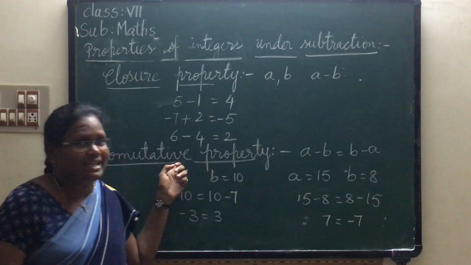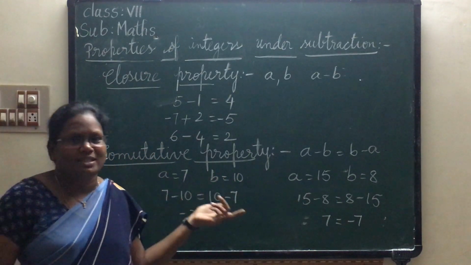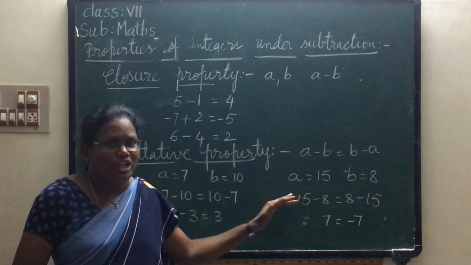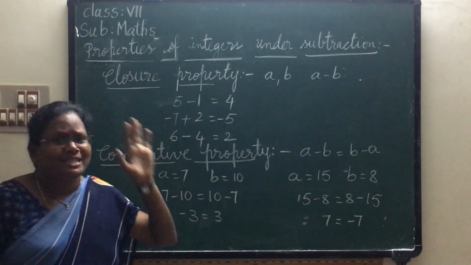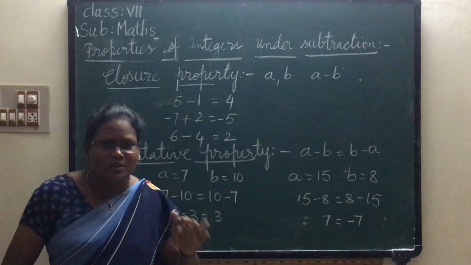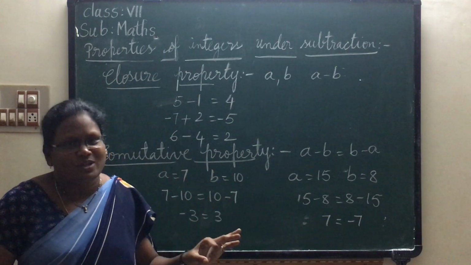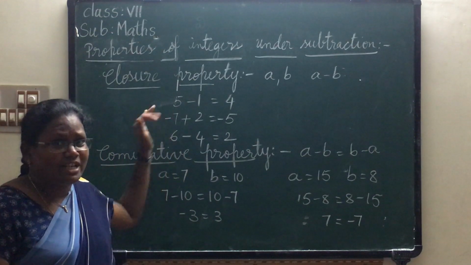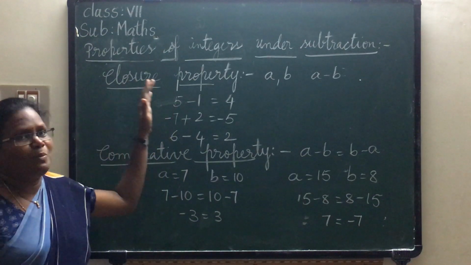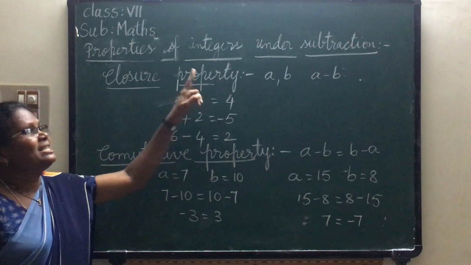Which property is this, children? Commutative property is not satisfied under subtraction. Which property is satisfied? Closure property only. In subtraction, the remaining properties are also not satisfied. Associative property is not satisfied. Commutative property is not satisfied. Only which property is satisfied in subtraction? Closure property.